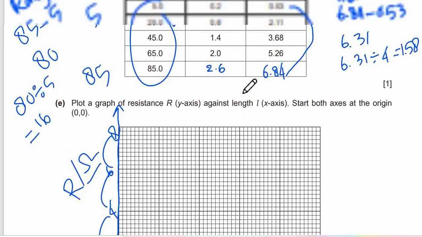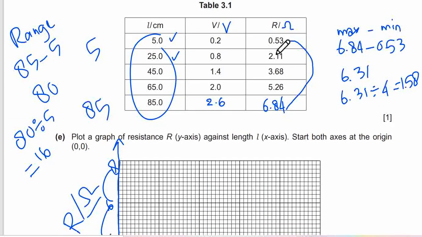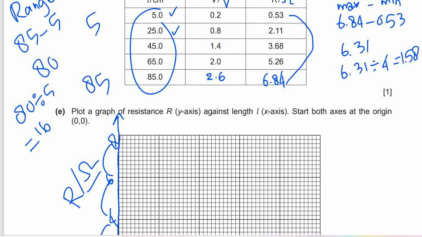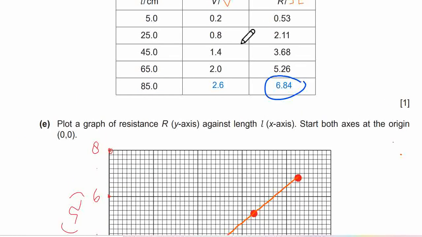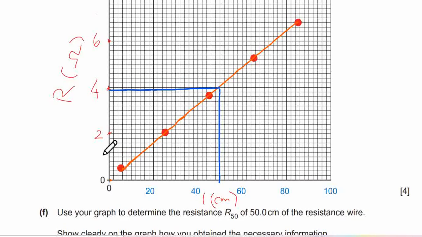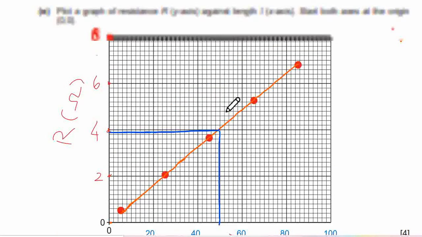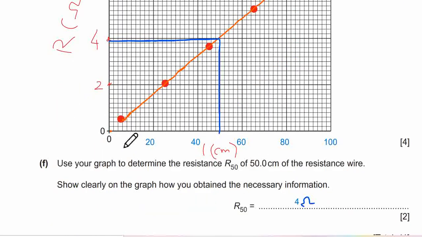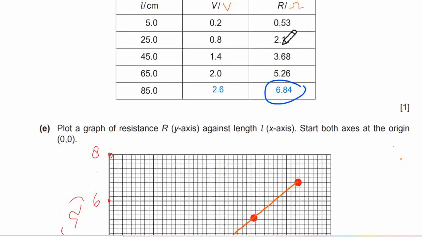So now let's plot the vertical axis is 0.53. So 0.53 will be, if this is 2, this is 1. So 1 divided by 5 small steps is 0.2. So 0.2, 0.3. And this is 0.53. So this is 1, so it will be the middle way between 1 and 0. So we put here. So this is 5 and 0.53. Number 2 is 25. And it goes to 2.11.